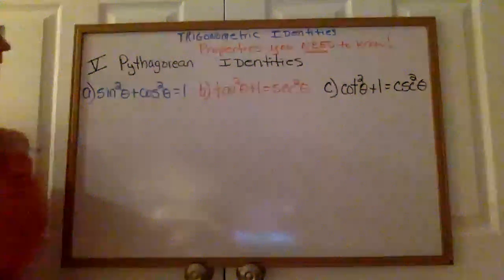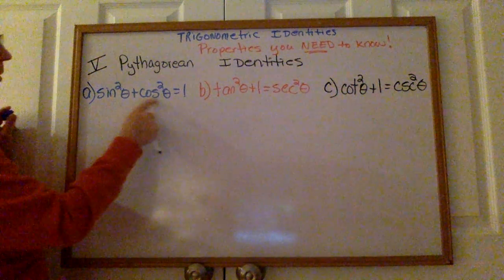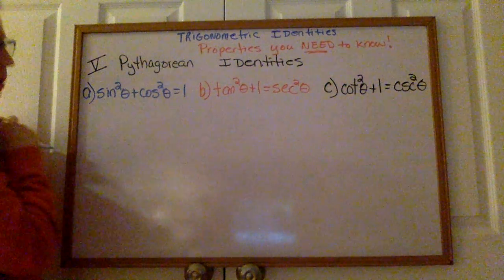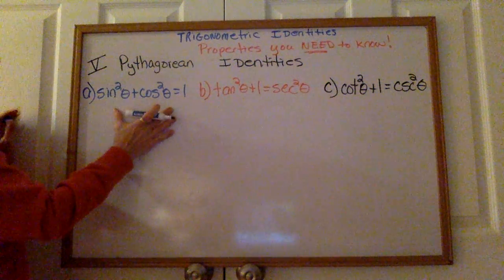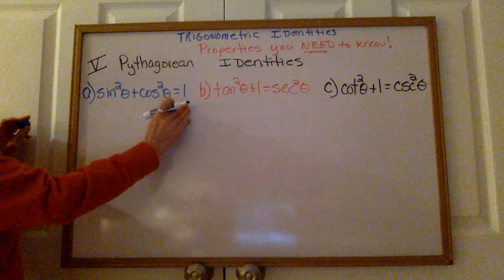These are called the Pythagorean identities because they come from your Pythagorean theorem, a squared plus b squared equals c squared, or x squared plus y squared equals r squared. So you need to know this Pythagorean identity, sine squared plus cosine squared equals 1.